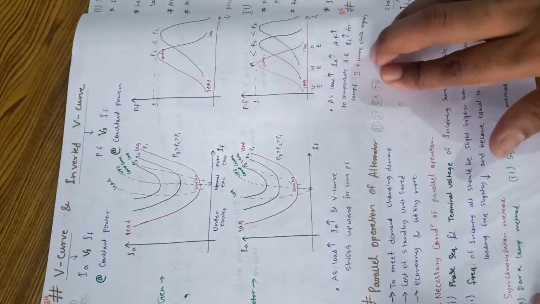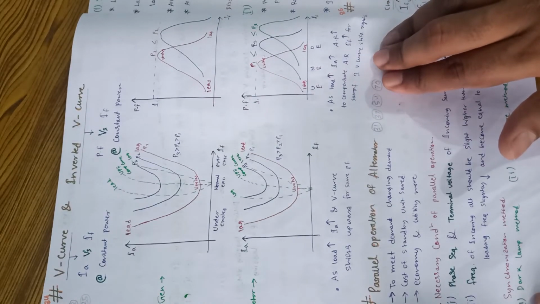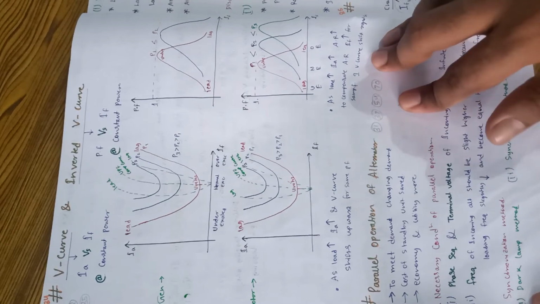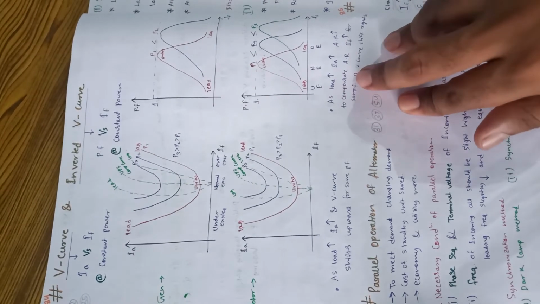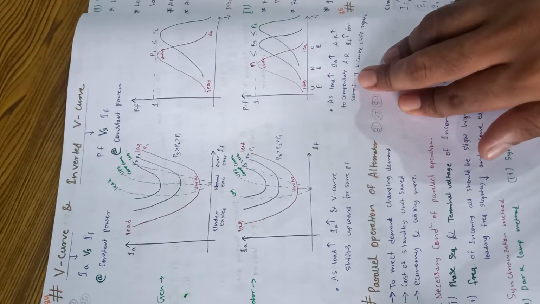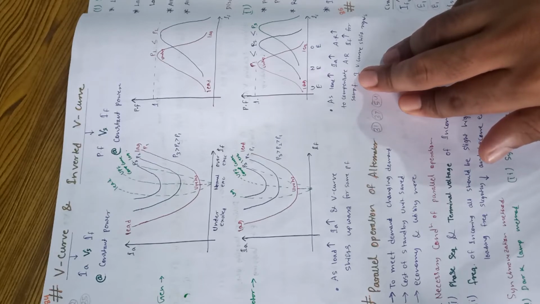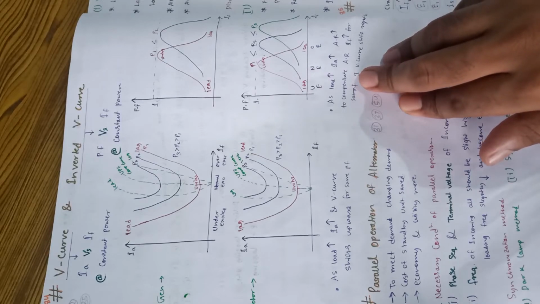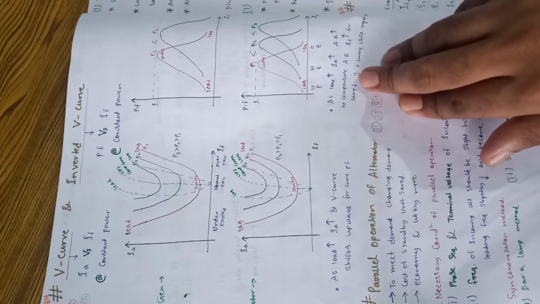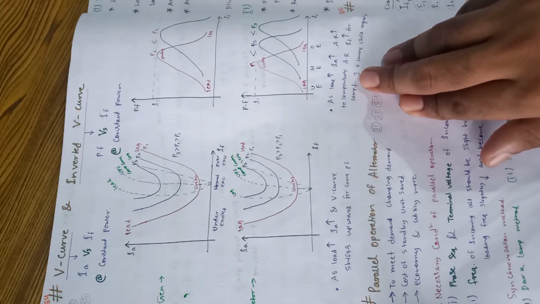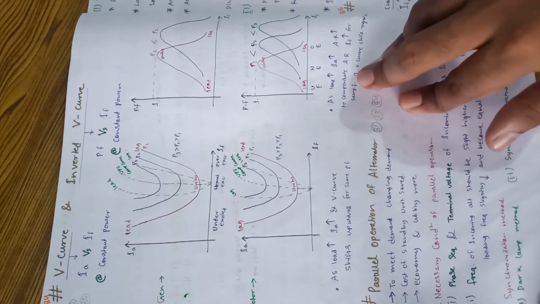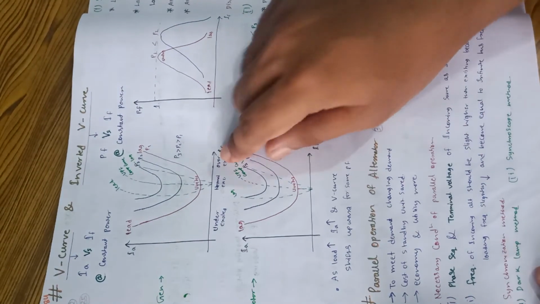Now let's study the V curve and inverted V curve of generator and motor. A V curve is a curve of armature current versus field current at constant power, and an inverted V curve is a curve of power factor versus field current at constant power, whether it is a motor or a generator. Let's first discuss the V curve for generator and motor.